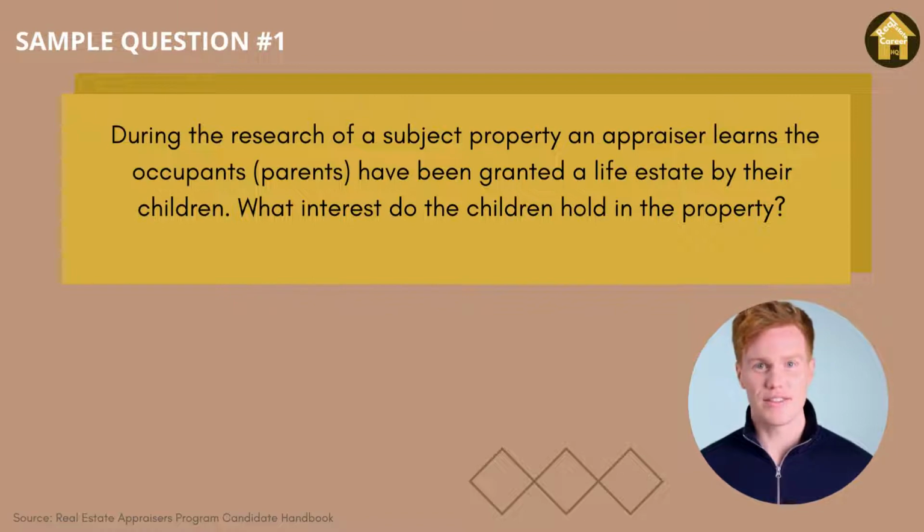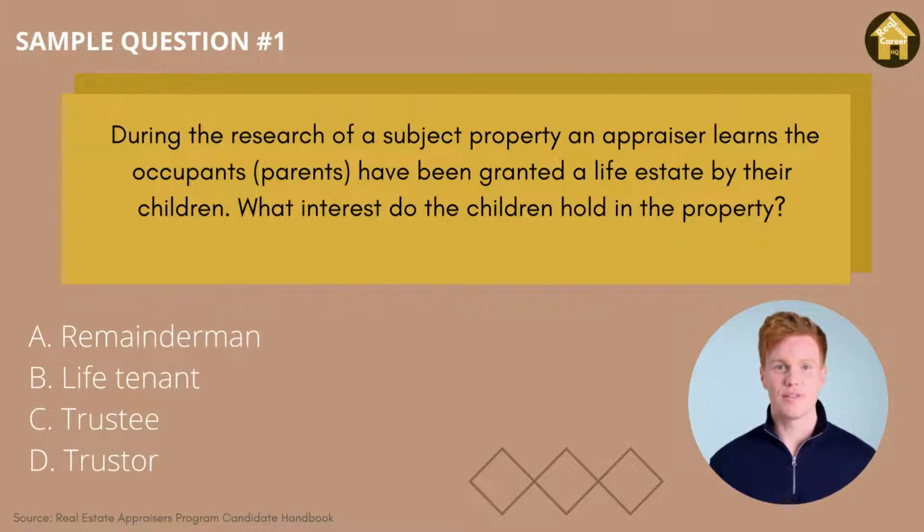During the research of a subject property, an appraiser learns the occupants, who are the parents, have been granted a life estate by their children. What interest do the children hold in the property? A. Remainderman. B. Life tenant. C. Trustee. D. Trustor.